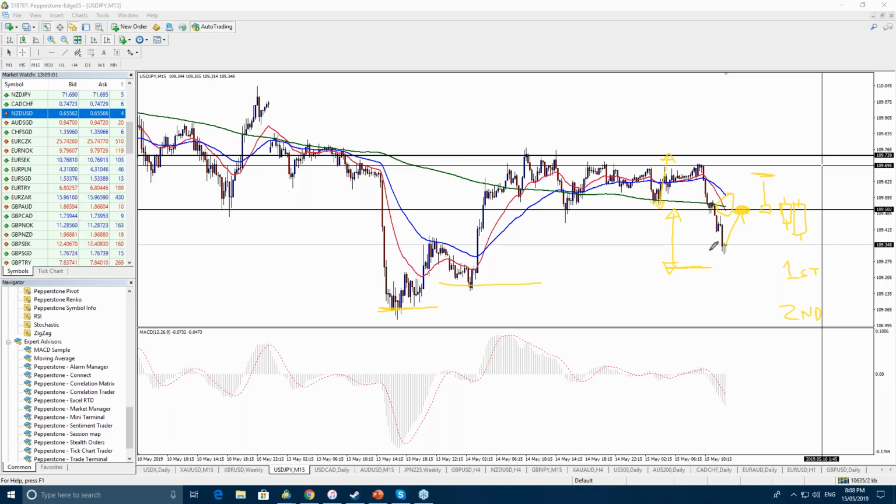And that's fine. You can do that. You can scale in and out. This is where you start customizing your scalping strategy. You might partially close it.